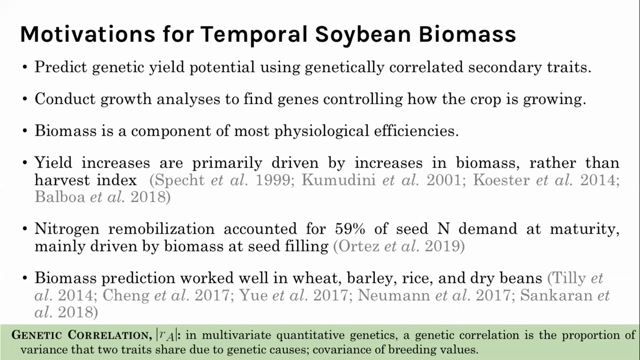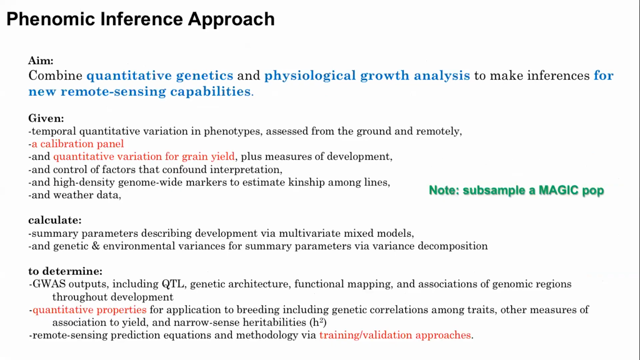traits, with the motivation that biomass is an important component of many physiological efficiencies like water use efficiency or nutrient use efficiency, and that decades of yield studies in soybean had demonstrated that increases in biomass are what is driving yield increases over time as a result of plant breeding. I'm probably running out of time, so I'll skip this.